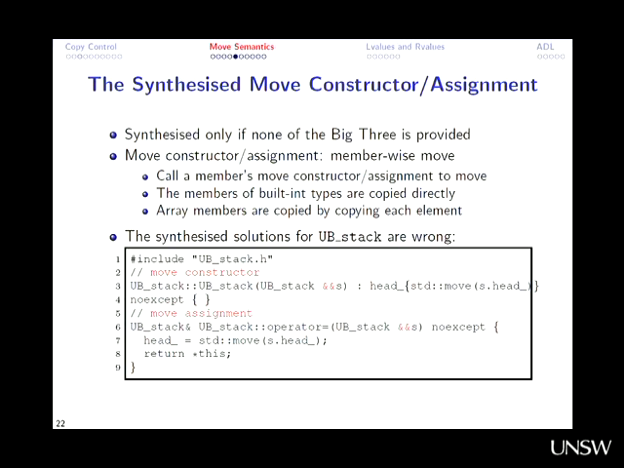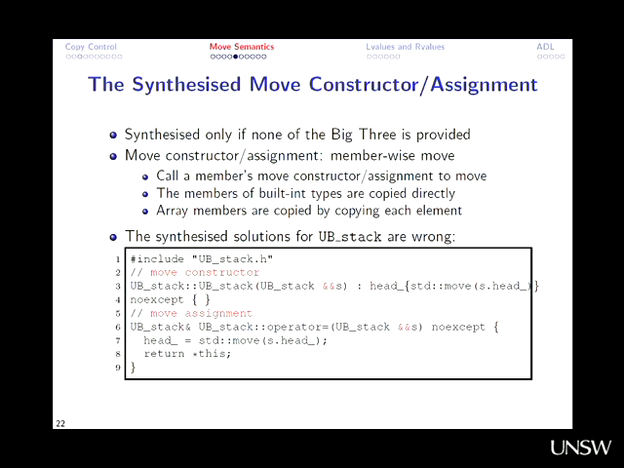The way the constructor or the assignment works is it calls the move constructor or move assignment of each data member inside a class. Built-in types like ints, floats, doubles are just copied. They're not moved, they're copied. Array members, like C-style array members, are copied. So even though there's a move constructor, some copies still go on depending on the data types.